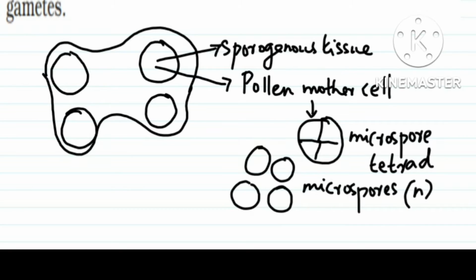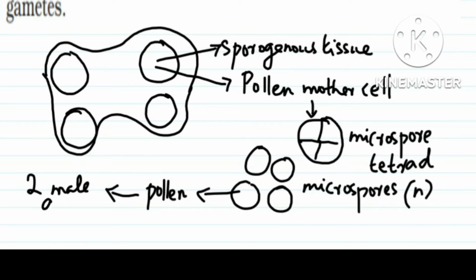Each microspore will later mature to form a pollen grain. Within the pollen grain, there will be two male gametes. So gametes will be present inside the pollen grain. Pollen grains are actually the male gametophyte, which means they are the carriers of male gametes.